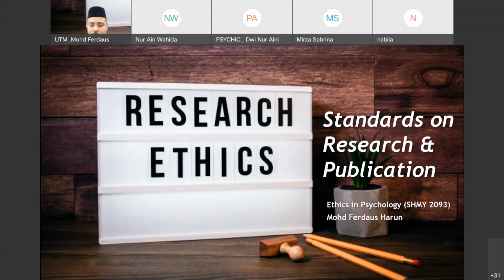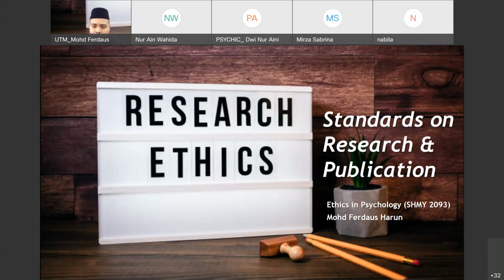I planned to discuss everything about this standard today, but while preparing the slides, I believe there is quite a lot for us to cover on the standard on research and publication. There are 15 substandards applicable under this standard. If we are able to finish everything, that will be good. Otherwise, I have to extend the discussion to the next class.